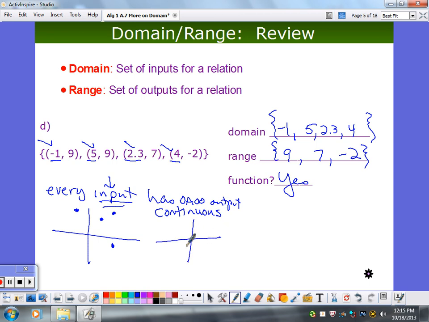So an example of something that's continuous could just be something like this, a line. I don't lift my pencil when I draw them. That's continuous. So when we look at something like this, we've got to really think about it, because can I name every point in the domain? Right here, I can name every point in the domain. I see that. This one, this one, this one, this one.